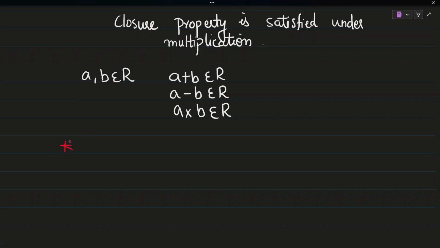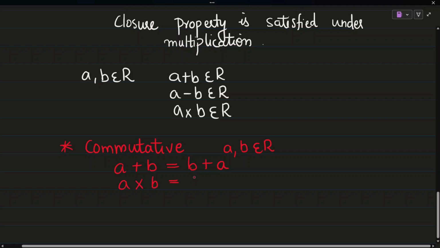Let's take the next property, that is commutative property. What is the meaning of commutative property? If I take two rational numbers, a comma b belongs to the rational numbers, then a plus b is equal to b plus a. Similarly, a times b is equal to b times a.